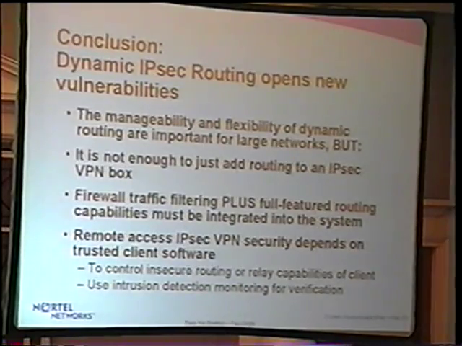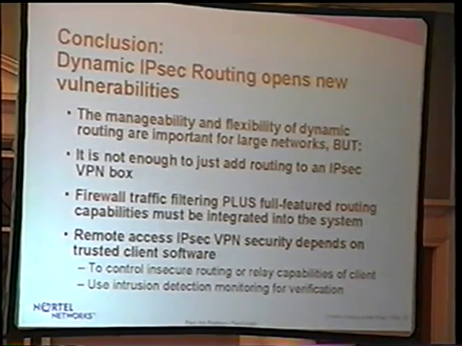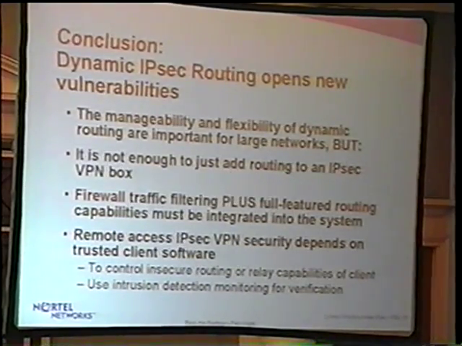So this is the conclusion, pretty much what I've said. Dynamic routing is very helpful, but you can't just add routing to an IPsec box and feel that you can do it securely. You've got to have firewall functionality, you've got to have very flexible routing functionality to filter the routes that you receive, make sure that you're not being misled or spoofed. And you've got to, if you have remote access capabilities, you've got to make sure that gets locked down as well.